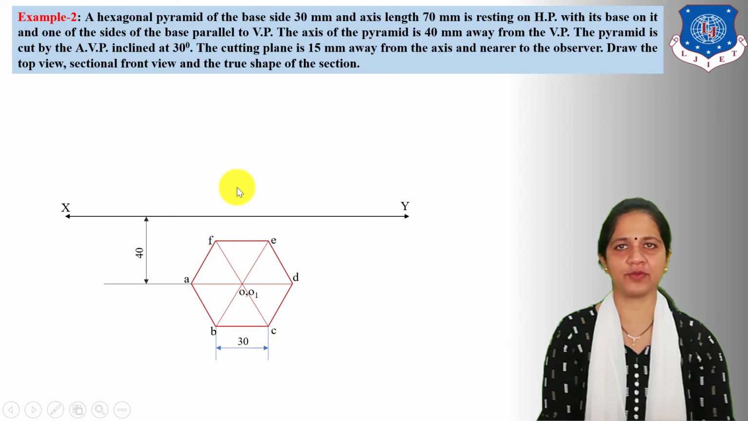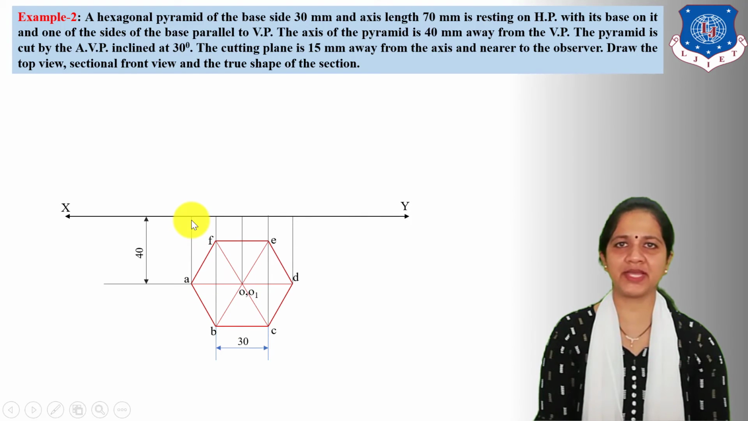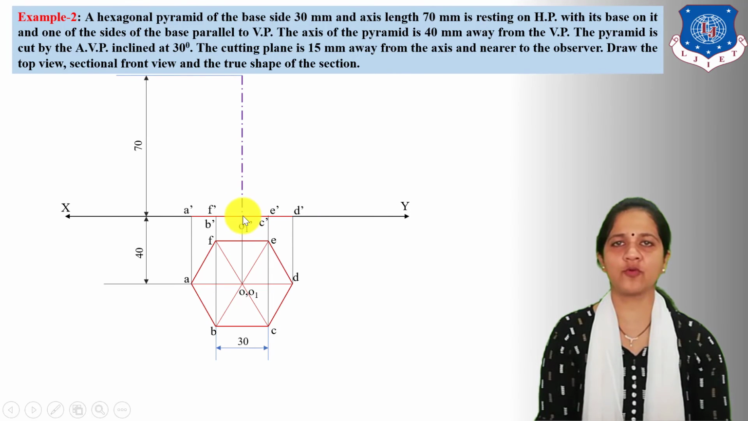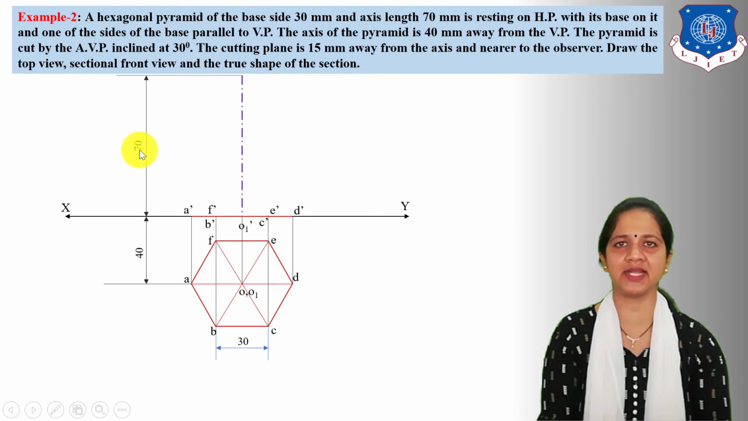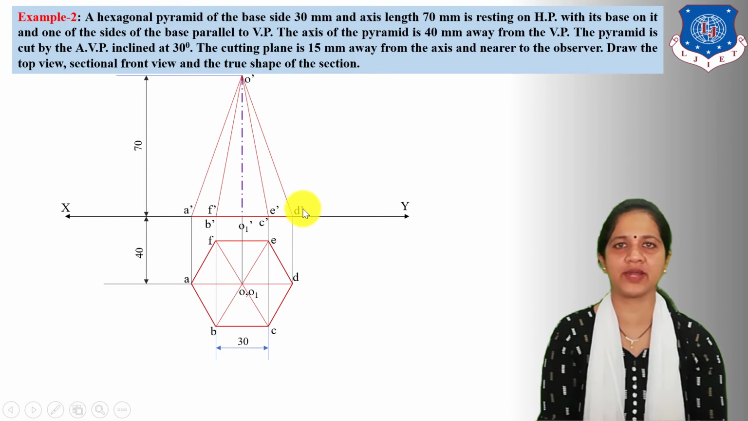Next, project its front view. For front view, the position of observer in orthographic projection is below top view. So take upward projection from all base points as well as axis point. Next, mark base points on XY line A', B', O1', C', D', E' and F'. In front view, base is projected as a straight line. Next, from O1' point, draw axis line and take height of the axis is 70 mm and mark here apex point O'. Next, connect slanted O'A', O'B', O'C' and O'D'.